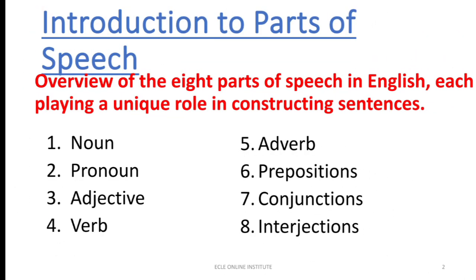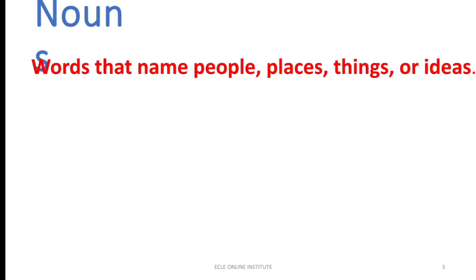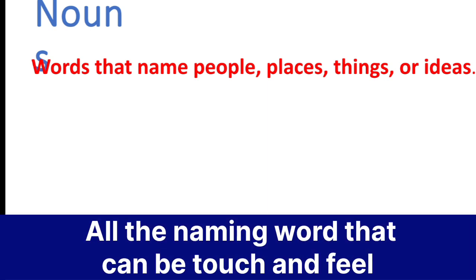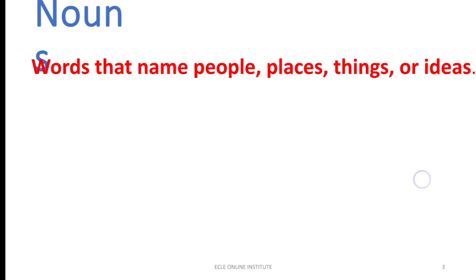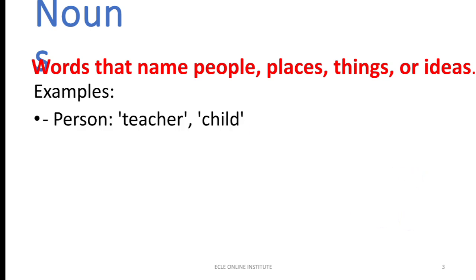So firstly, let's learn about noun. A noun is a word that names people, places, things, and ideas. Or we have an advanced definition of noun: all the naming words that can be touched and felt are called nouns. For example, a person. Person means teacher, child. So this is an example of a person.